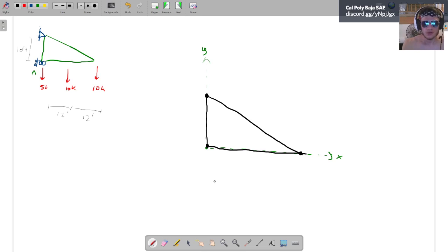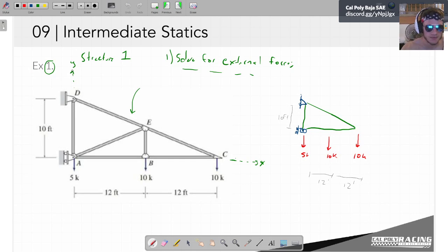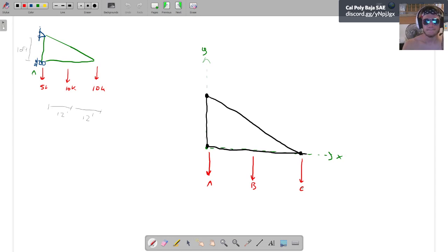So I have one force A down here. I have another force, I believe this is B, and I have a force C, right? I labeled this correctly, A, B, C, cool.